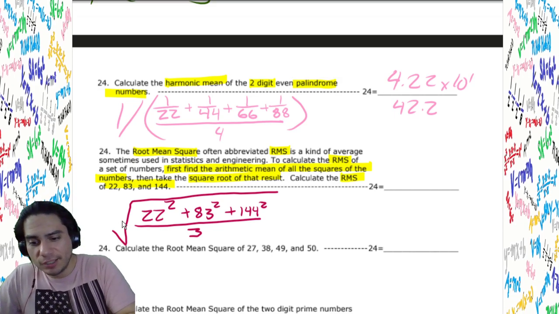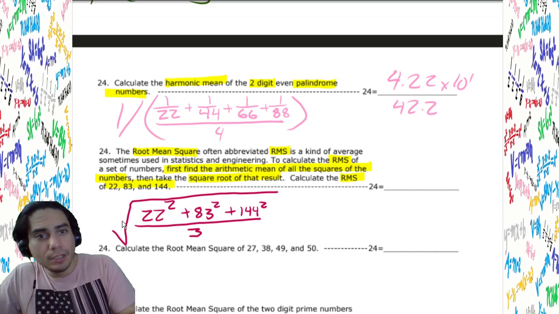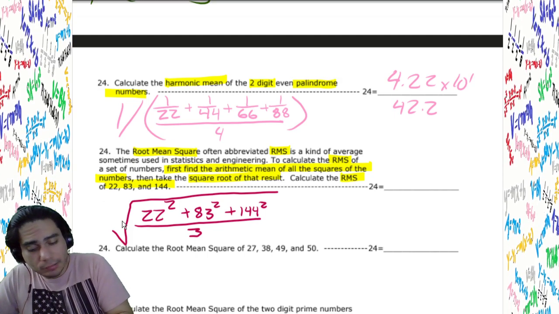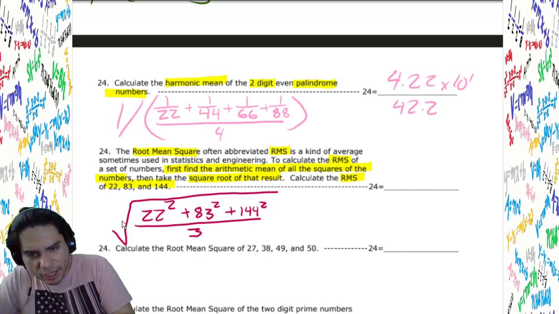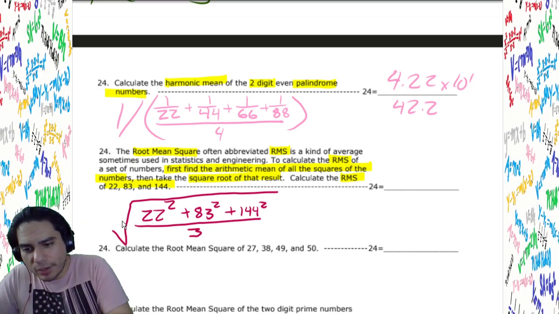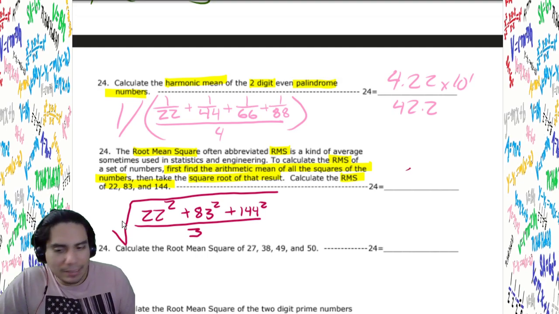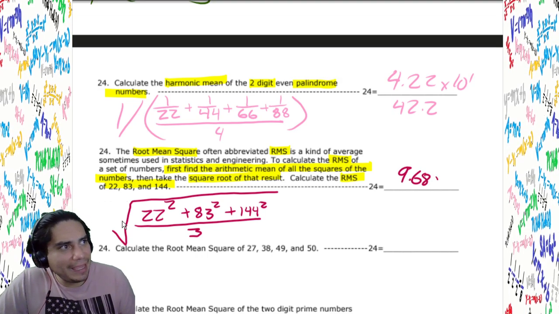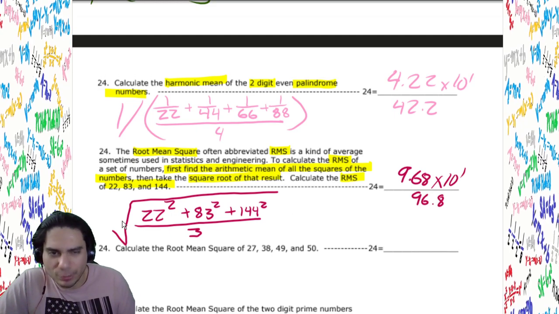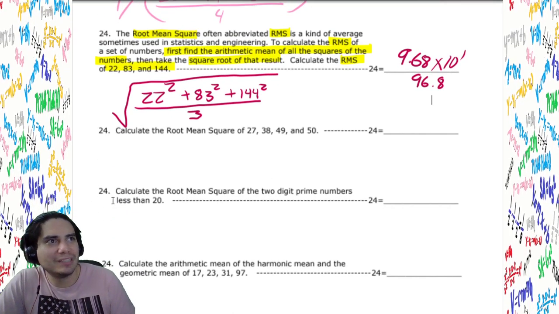Okay, so let's do it. 22, square it, 83, squared, plus 144, squared, plus 3 divide, and last but not least, hit that square root, and we get 9.68 times 10 to the first, or 96.8. That's how we do it, all right, ladies and gentlemen? Let's keep it going.